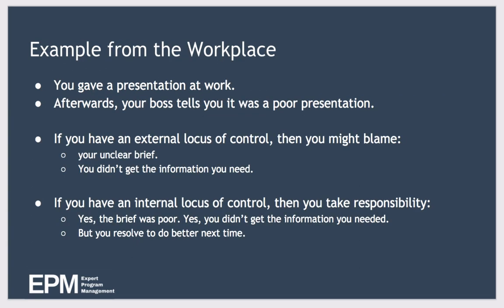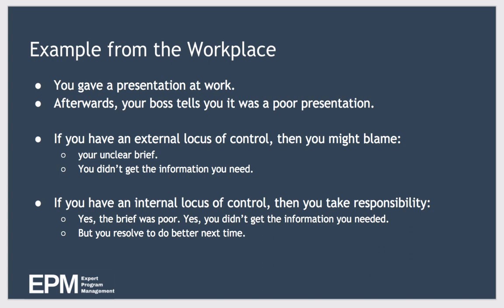So let's look at an example from the workplace. Suppose you gave a presentation at work and afterwards your boss tells you it was a poor presentation, lacking in any real clarity. Now, if you have an external locus of control, you might blame the fact your brief wasn't clear. You might blame the fact that others weren't forthcoming with the information you needed, and you might hope not to have the same problem again, provided those external factors that you're not responsible for don't reoccur.